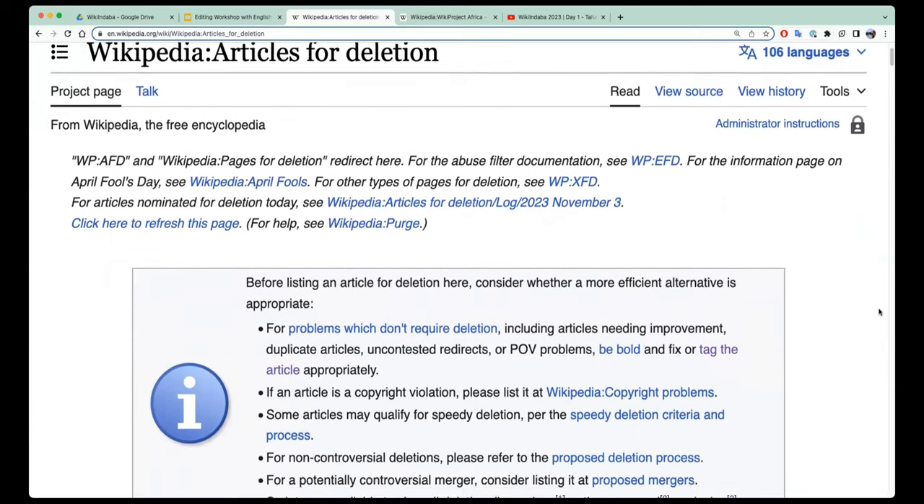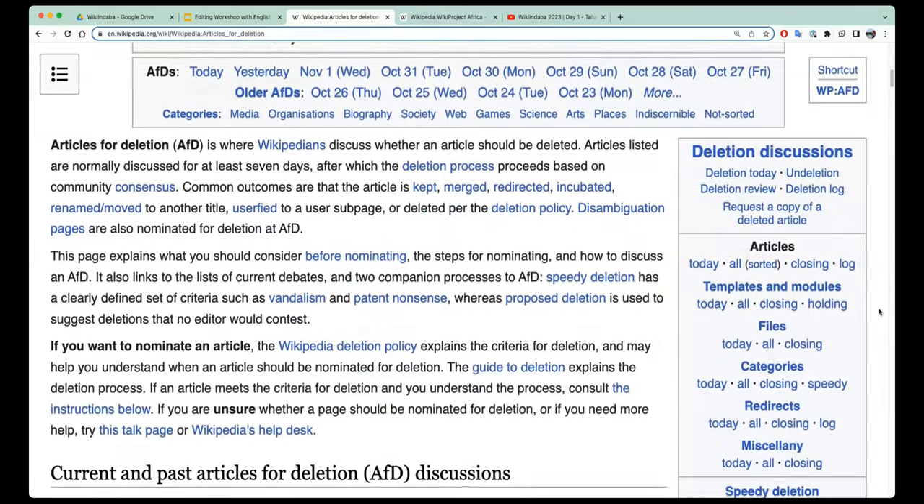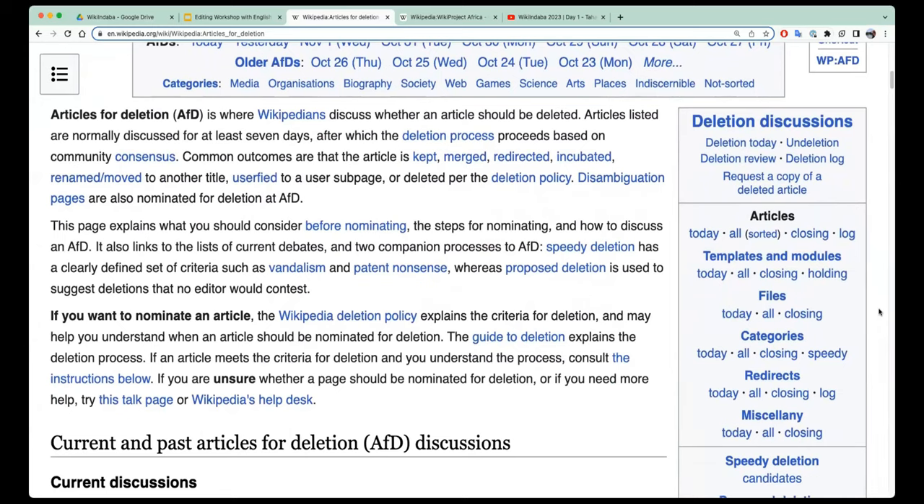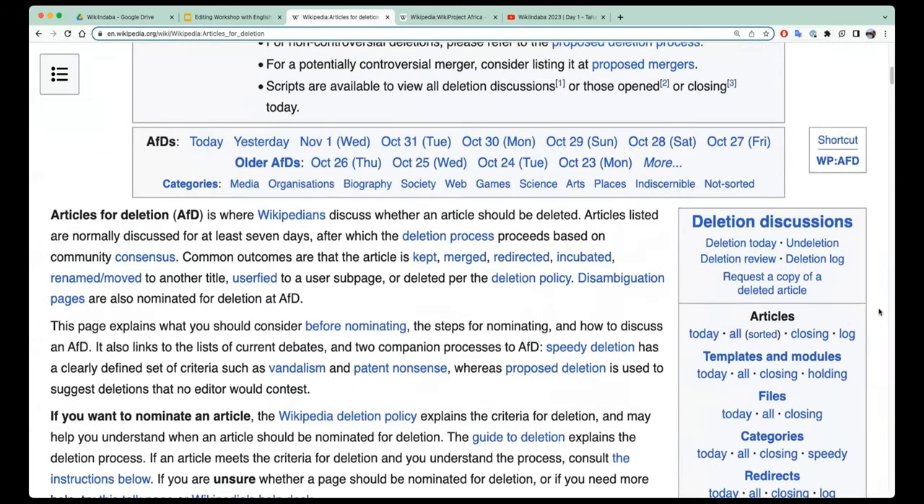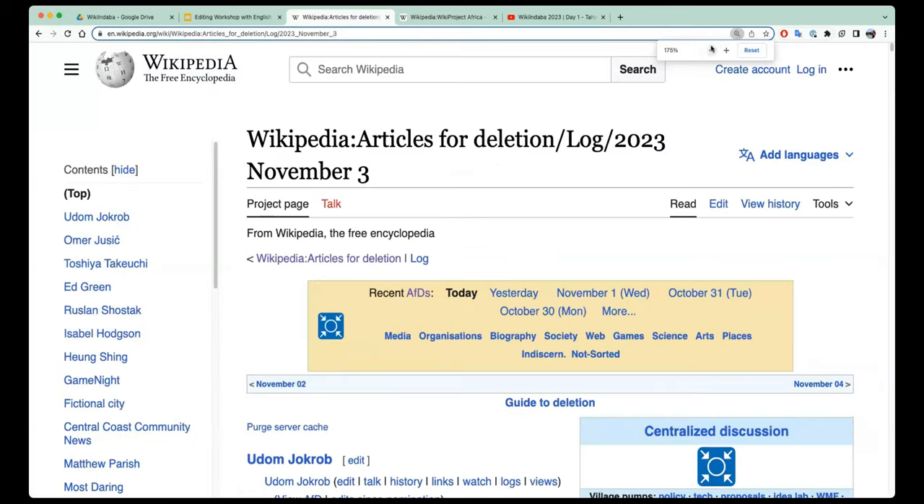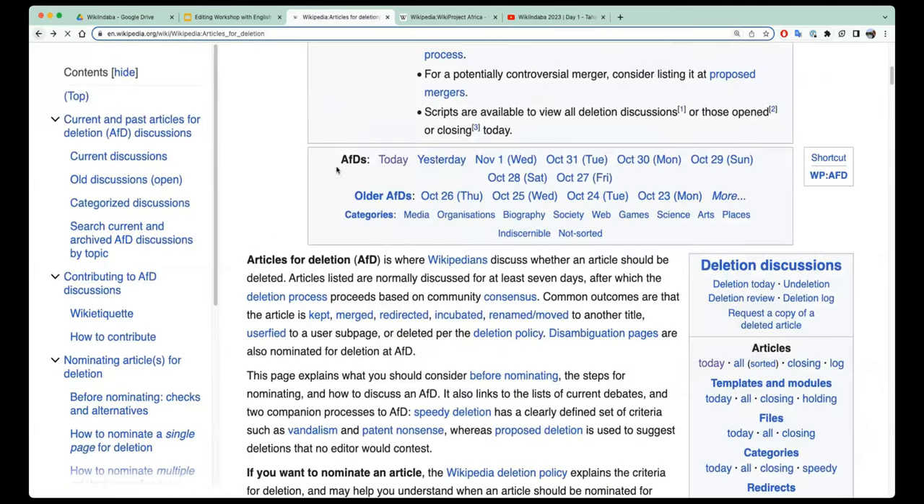So let's scroll down a little bit. Okay, hold on. Scroll a little bit. And here's a list of things we can look at. Let's look at the ones who are nominated today. Actually, no, those are going to have the fewest comments. Let's go back and let's go to the oldest. Yeah, let's go to one of those. Pick one. Yeah, that's fine. Monday, October 23rd.